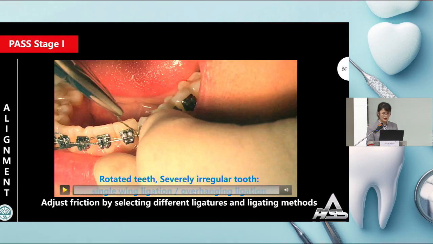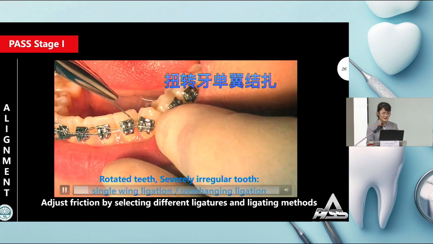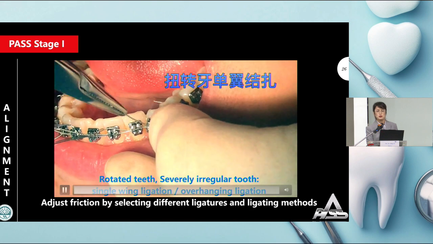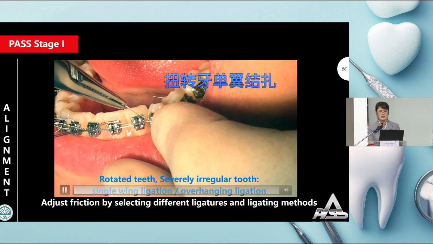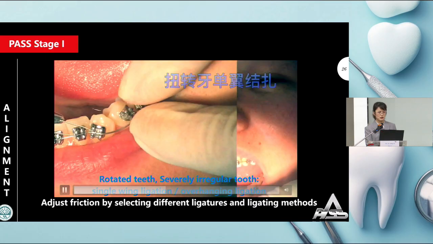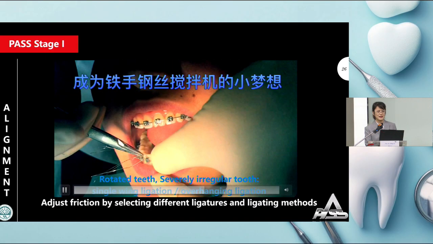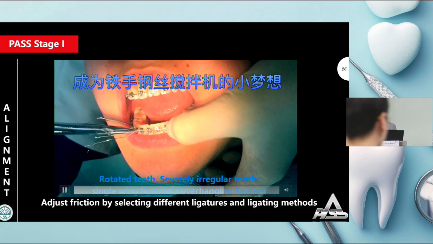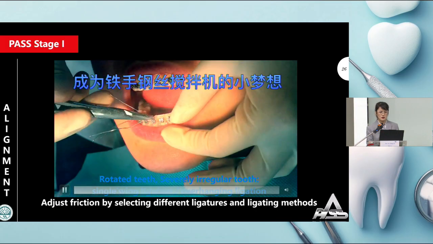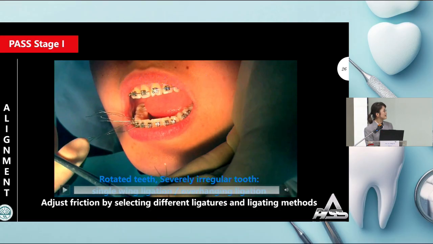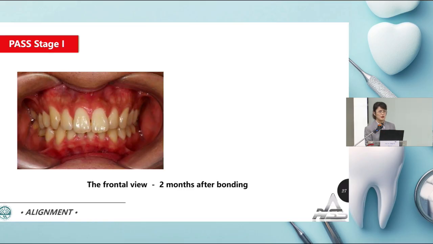For canines, we advise you to select a 20 ligature on the distal wing to lower friction on it so that it can drift back more easily, and gradually change to the thicker ligature when anterior crowding is relieved. There are many different ligating methods. You can do what you want to do.